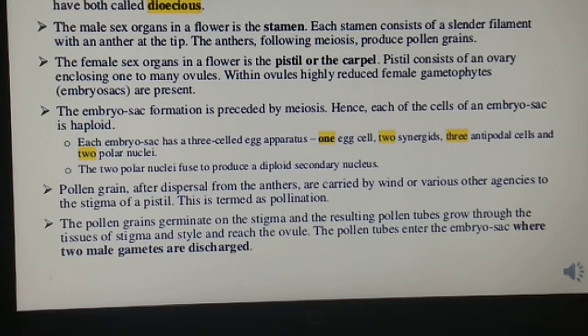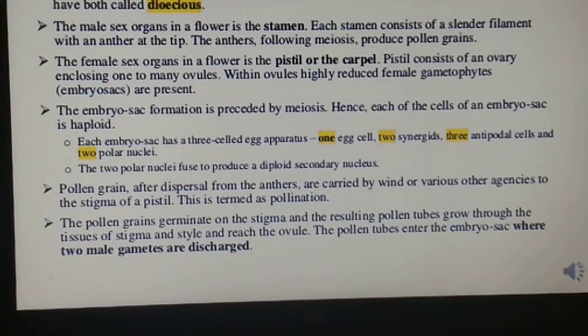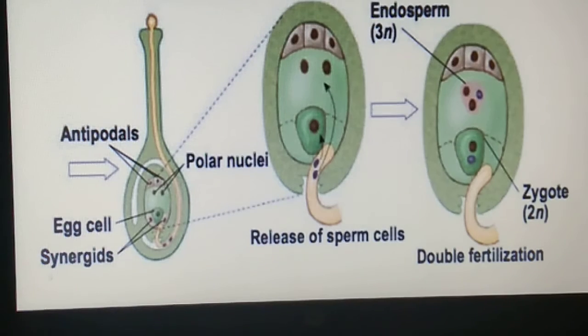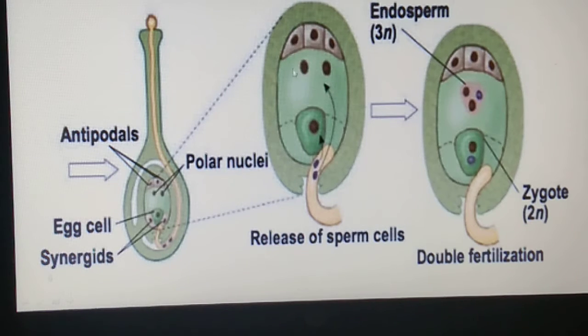Now students, each embryo sac, I have told you, has a 3-celled egg apparatus, 1 egg cell, 2 synergids and 3 antipodals with 2 polar nuclei. Now the 2 polar nuclei fuse to produce a diploid secondary nucleus. Fine. Look here. These are the 2 polar nuclei, students. They are fused together, and they form an endosperm.